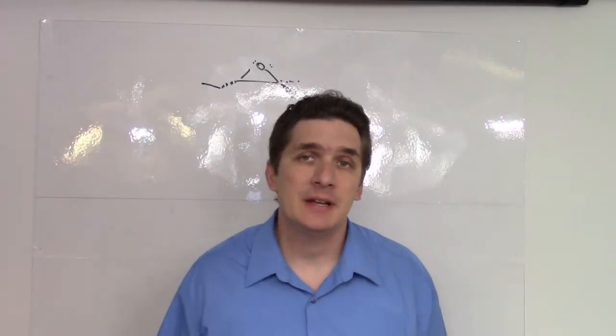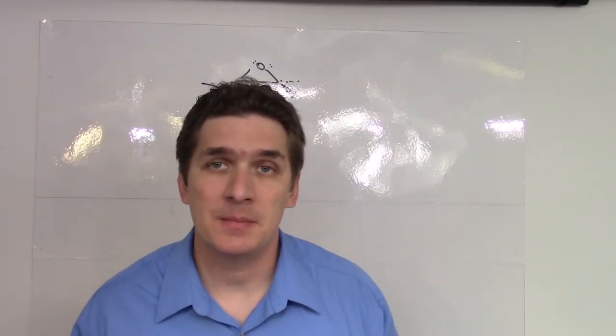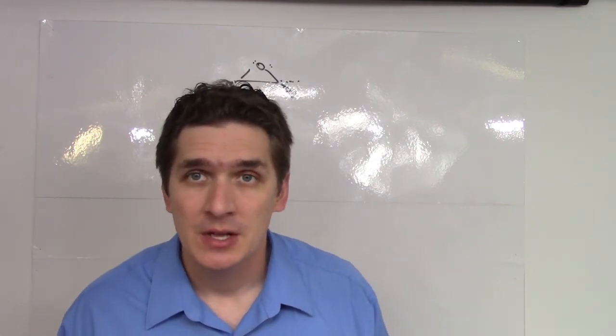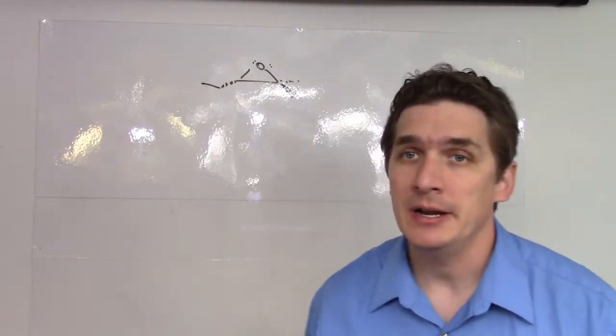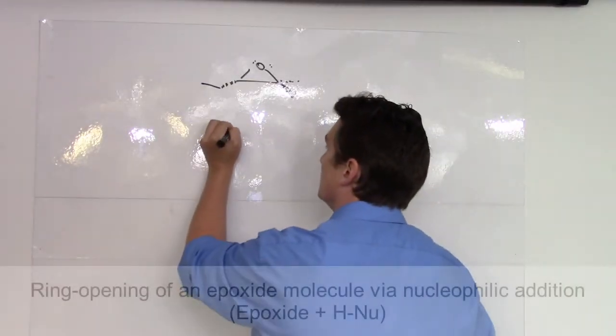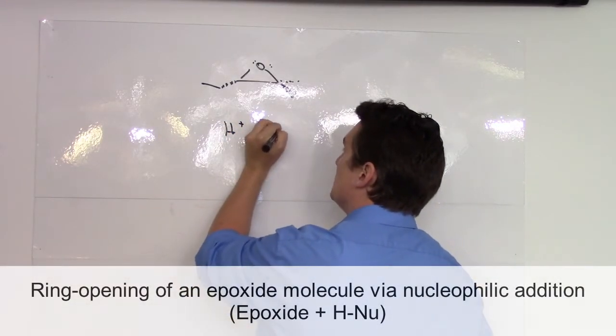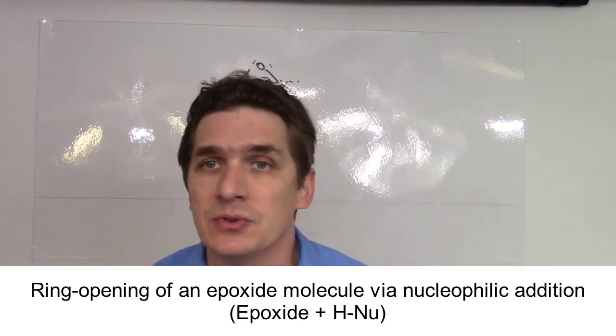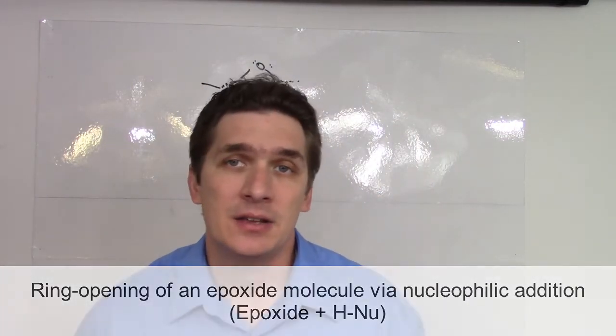Alright, so let's talk about a simple reaction of epoxides, and this is epoxide opening with a nucleophilic addition. So the nucleophile, basically what we're adding here is we're adding an H, and we're adding some nucleophile with a negative charge. So this could be something like HCl addition, or this could be something like an ethoxide addition to give us an ether and an alcohol.